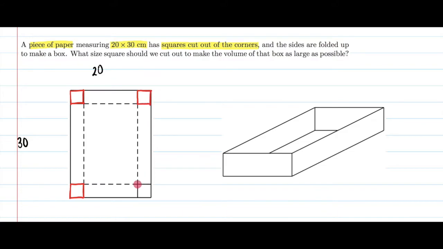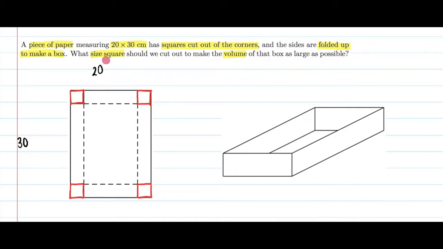So right now we're cutting out squares from the corners. Well, why are we doing this? The reason why we're doing this is because we want to fold up the piece of paper to make a box. Now, this last sentence here is the real important sentence. It's saying, what size square should we cut out to make the volume of that box as large as possible?